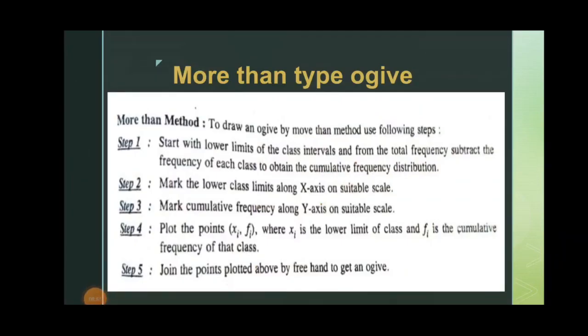Now more than type ogive. To draw an ogive by more than method, use the following steps. Start with lower limit of the class interval, and from the total frequency, subtract frequency of each class to obtain the cumulative frequency distribution. Then mark the lower limit along x-axis on a suitable scale. Mark cumulative frequency along y-axis on a suitable scale. Plot the points xi, fi, where xi is the lower limit of class and fi is the cumulative frequency of that class. Then join the points plotted above by freehand to get an ogive.